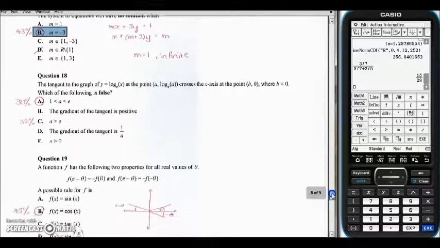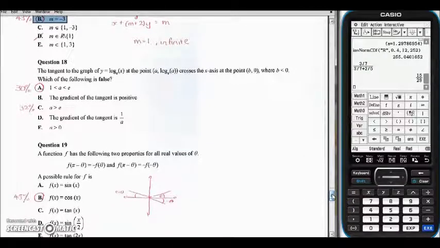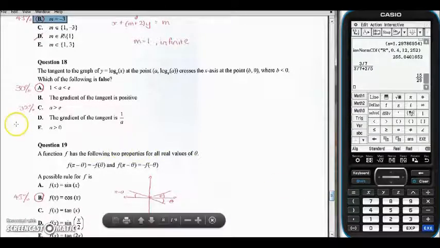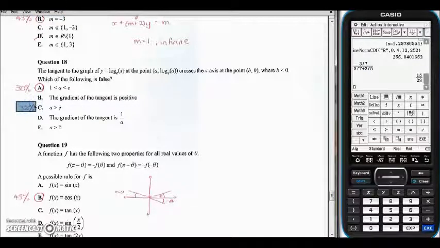Okay, so moving on. Question 18 was, I think, a very difficult question. You see the most common answer, 32%, is actually wrong, which is very rare. So what have we got going on here? We've got the tangent to the graph of y = log_e(x) at the point (a, log a) crosses the x-axis at the point (b, 0), where b is less than 0. Which of the following is false?